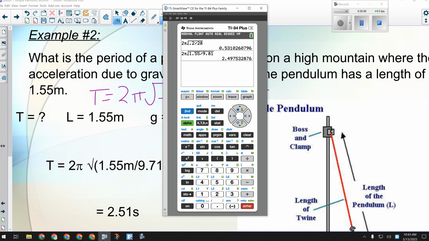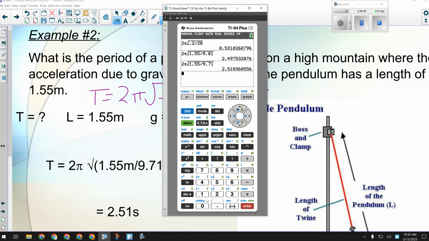Okay, so that pendulum would have a period of 2.5 seconds. Oh, wait, I put in 9.81 when I should have put in 9.71, not 81, 71. Now that I've made that correction, longer or shorter? I have less gravity, so it's going to be longer. Not a lot longer, right?